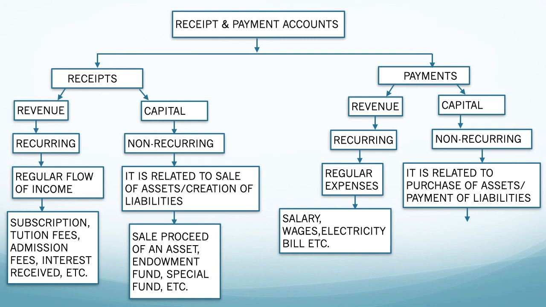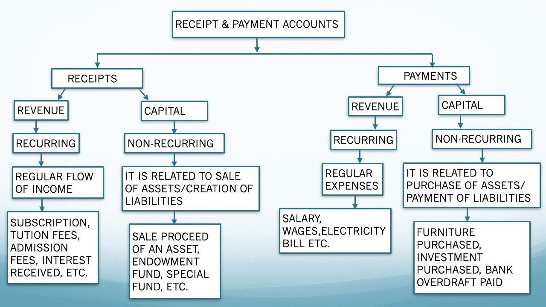Now regular expenses like salary, wages, electricity bill, printing and stationery, all those expenses which are required to run or manage day-to-day transactions or day-to-day activities of the organization. Now here it is like furniture purchase, investment purchase or bank overdraft paid. So here we are purchasing an asset, so it will be added to the assets, and liabilities have been paid, so it will be deducted from the liabilities, or it will be totally written off if we have fully paid the liabilities. So again, revenue payments will be recorded on the expenditure side of the income and expenditure account, and capital payments or capital expenditures will be recorded in the balance sheet, right?